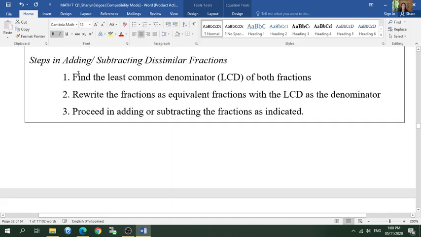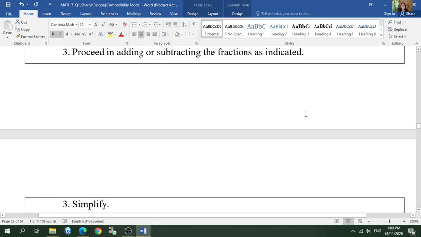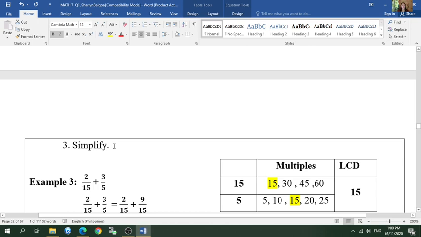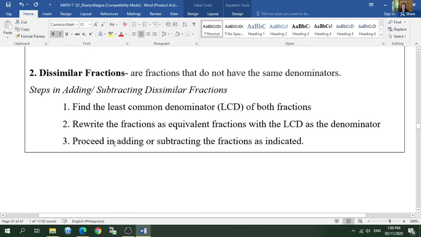We have 4. The first one is find the least common denominator or what we call LCD of both fractions. Number 2, rewrite the fractions as equivalent fractions with the LCD as the denominator. Number 3, proceed in adding or subtracting the fractions as indicated. And the last one is you simplify your final result. Okay, so ano nga bang ibig sabihin ng least common denominator? That is taken from the least common multiple between the two denominators, 2 or more denominators.